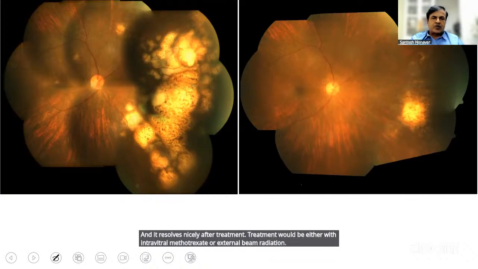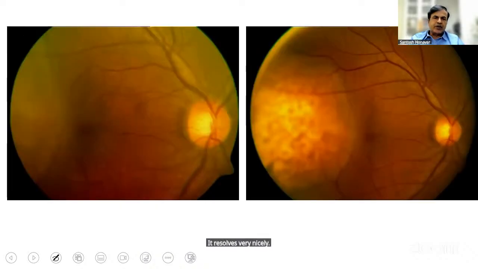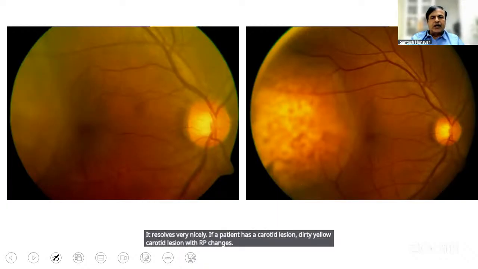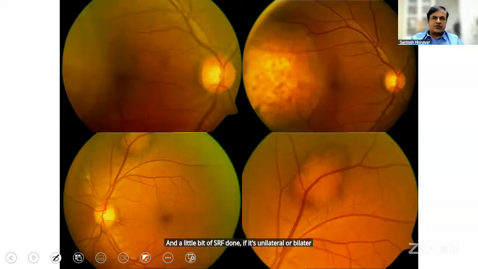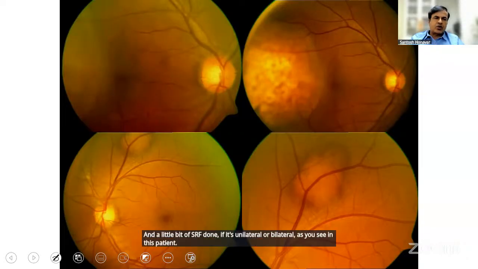It resolves very nicely. Now, if a patient has a choroidal lesion, dirty yellow choroidal lesion with RPE changes and little bit of SRF, then if it's unilateral or bilateral, as you see in this patient, that is choroidal lymphoma.